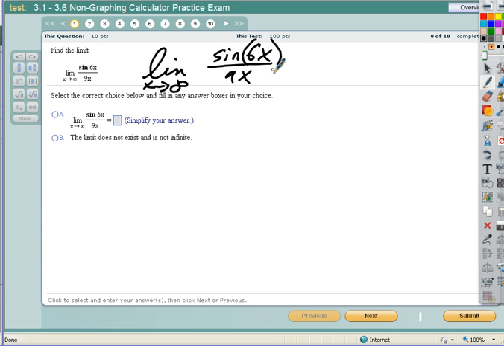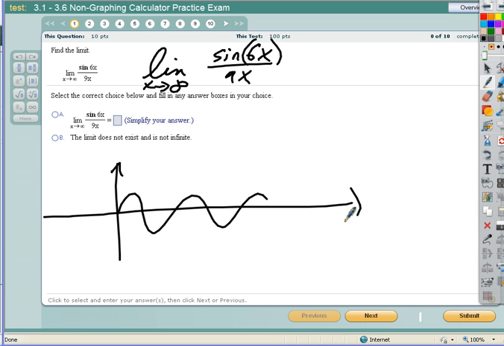If I graph a sine function, it just does this forever. And so the value of that function on the top is never very big or very small. So even though this isn't a constant on the top, the top is staying small, the bottom is getting huge, and so the overall behavior of the function is zero. As the bottom of a fraction explodes, the fraction gets smaller. Okay?